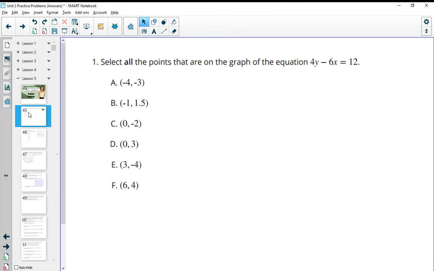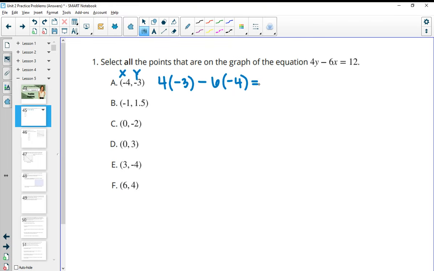Number 1 asks us to select all the points on the graph of the equation 4y minus 6x equals 12. So in order to be on the graph, these points need to be a solution to this equation. Remember that the x comes first and the y comes second, and we will just plug those in here. So we need to do 4 times the y coordinate, so 4 times -3, minus 6 times the x coordinate of -4, and that needs to equal 12 if it's a solution.